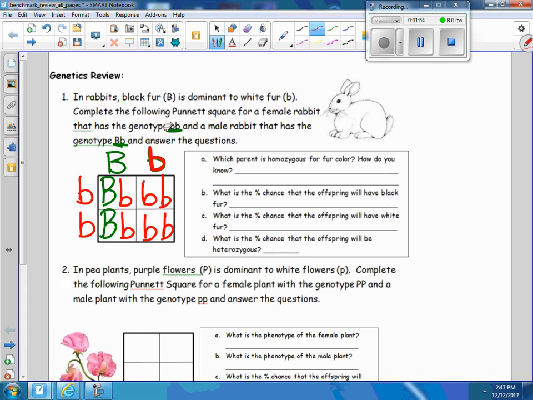Which parent is homozygous? We are family. You got the same genes as me. Homozygous. Who's homozygous? Who? The female rabbit has little b, little b, and the male has big B, little b. Who is homozygous? The female. How do you know the female is homozygous? The phenotype is recessive. She's little b, little b. She has the same genes. They're both recessive.